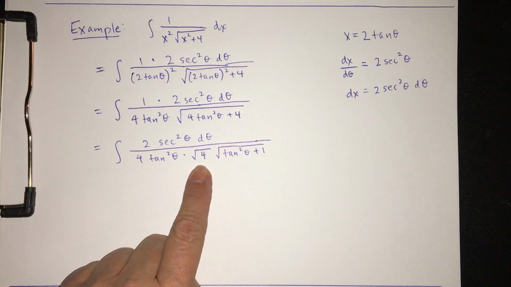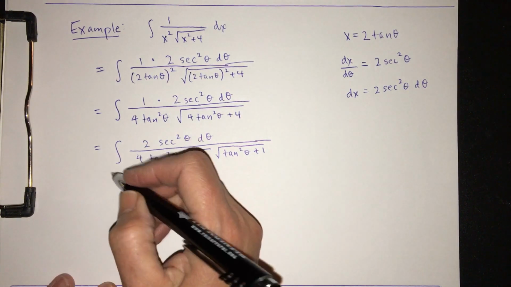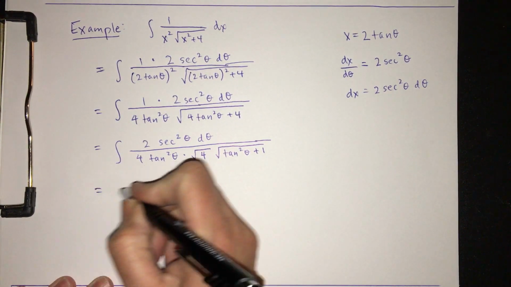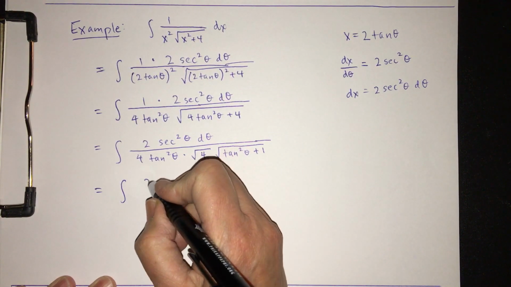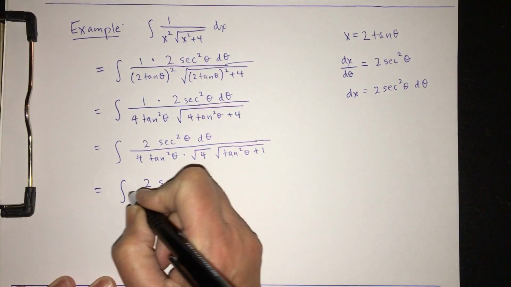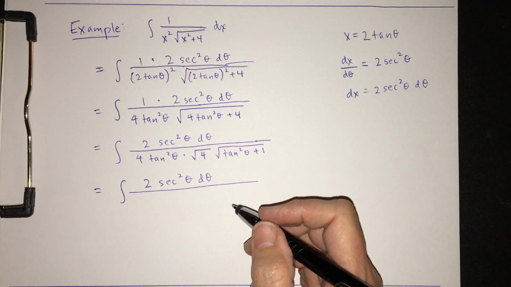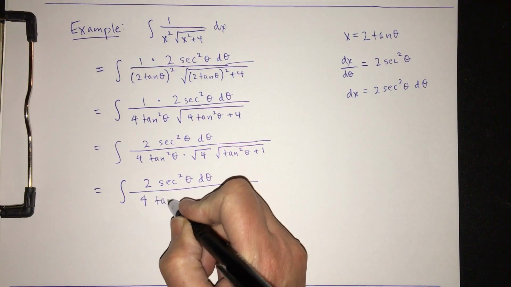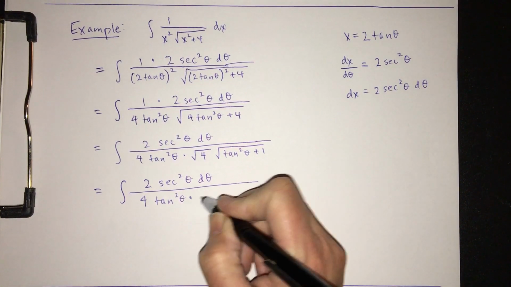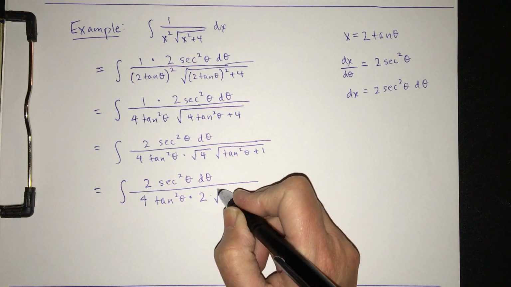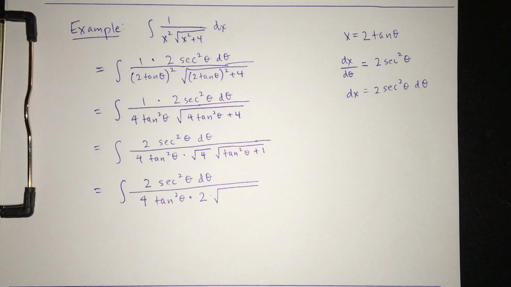The square root of 4 is 2. That 2 will reduce with the 2 in the top, or you could reduce the 2 over 4, but you can only reduce one of them since it's all multiplication there on the bottom. Here, I'm going to write a few more steps before I deal with reducing those 2's. So in the bottom, this will be 4 tangent squared theta times 2 from the square root of 4, and then that's times the square root of tangent squared theta plus 1.